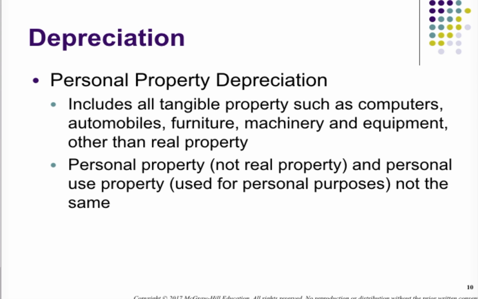So what is personal property? This includes all tangible property, such as computers, automobiles, furniture, machinery, and equipment other than real property. People often confuse personal use property and personal property. Personal property just means it's not real property, whereas personal use property could be either personal property or real property, but all that means is that it's used for personal purposes. So try not to confuse those, either how you see them or how you say them.